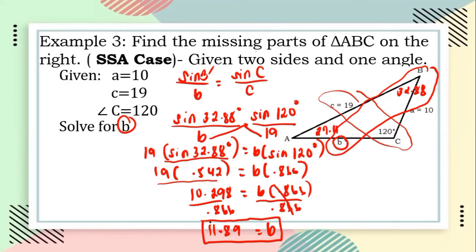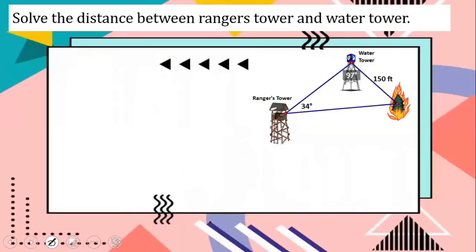Alright? So, the three cases where we use the law of sine are the ASA, SAA, and the SSA case. Alright? Now, we're going to apply that in solving this problem.